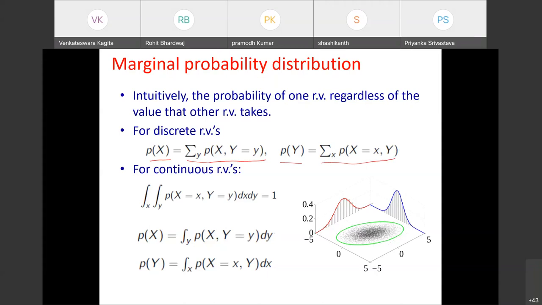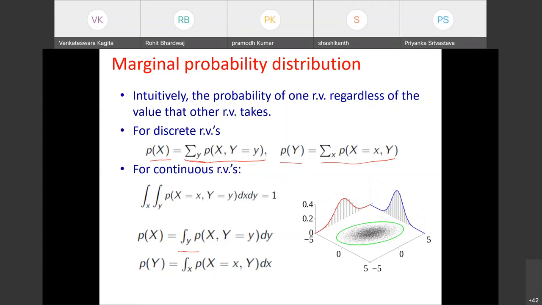For the continuous case, this is how you can compute. If you have two continuous random variables x and y, then the integral over x, integral over y, of probability of x comma y dx dy is equal to 1, which is the whole probability that must equal 1. If you're just interested in probability of x, it is the integral over y of probability of x comma y dy. Just compare this: this is sum over y and this is the integral over y because it's a continuous case. Similarly, probability of y is the integral over x of probability of x comma y dx.